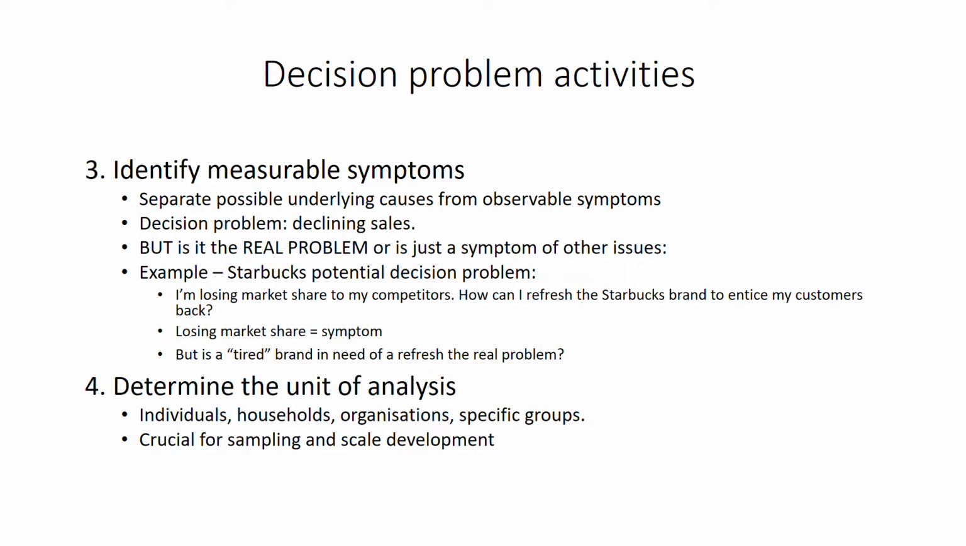So then we end up on stage 3 of decision problem activities. This is identifying the measurable symptoms. So this is when we need to separate the possible underlying causes of a problem from the observable symptoms. So if the decision problem is declining sales, as defined by the client, that might just be a symptom of some underlying cause. So for example, in the Starbucks example, we had, I'm losing market share to competitors. How can I refresh the Starbucks brand to entice my customers back?